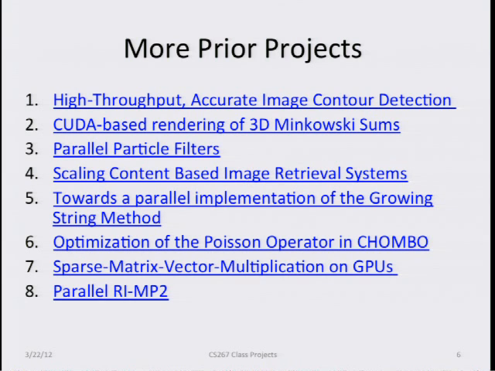The growing string method, I believe that was another molecular dynamics kind of problem, an electronic structures problem where you're trying to predict whether a certain reaction will occur. And so you're trying to find a path through a minimum energy surface. The next one was very closely related to what I was just talking about, Poisson operator and Chombo, for doing multigrid. Sparse matrix vector multiply on GPUs, we've certainly talked about that one. This one was Hartree-Fock, so again, a molecular dynamics simulation, trying to make that go faster.